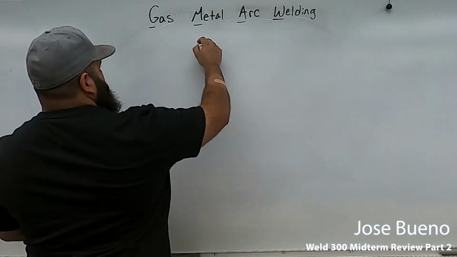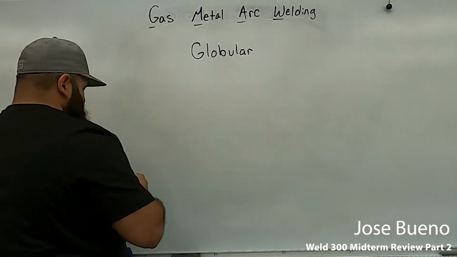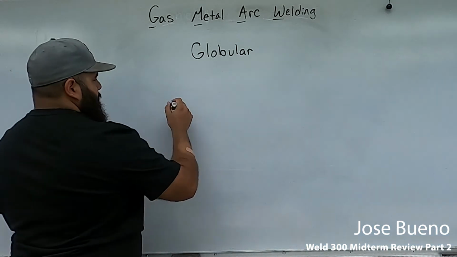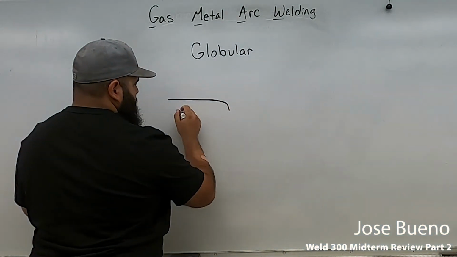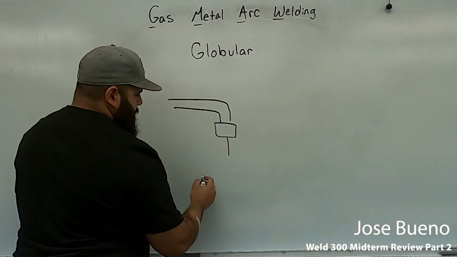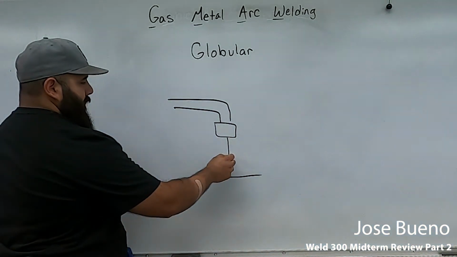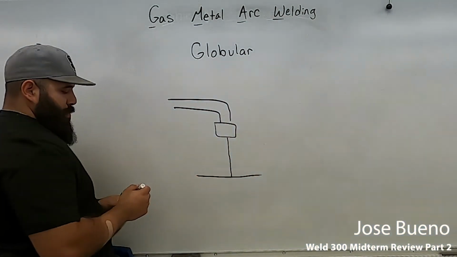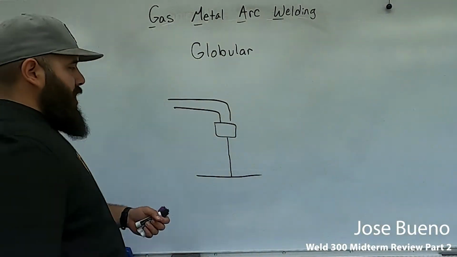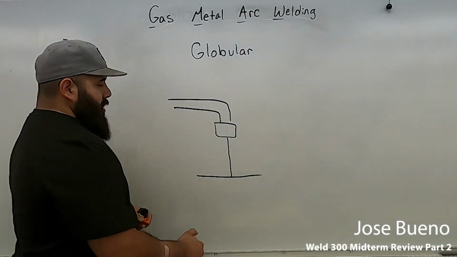All right, now let's talk about globular. So globular is kind of similar. So we still have a MIG gun. We got our electrode, we've got our base metal. Now, when the electrode touches down, makes contact, same thing. There is some resistance going on because of the closed circuit.